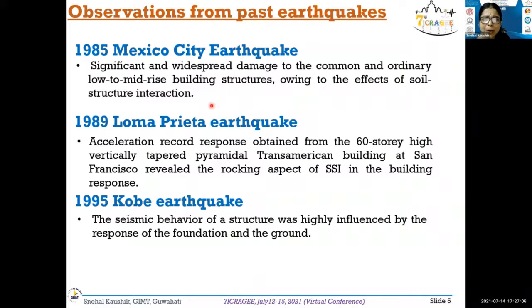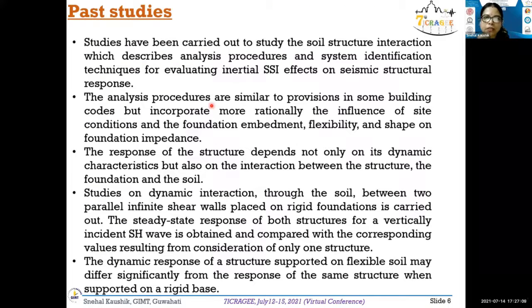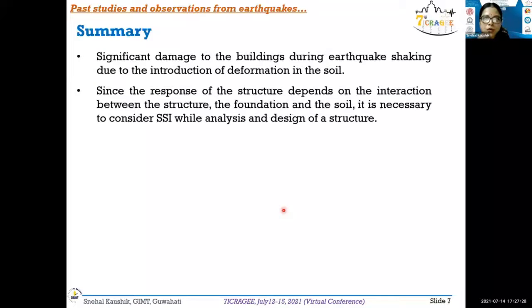Some past studies can be seen here, which show how to model soil structure interaction, how to consider the interaction of soil with the structure, and what the parameters are. Depending on these studies, we have considered our analysis here. From these studies, we can summarize that significant damage to buildings during earthquake shaking is related to the soil. Since the response of the structure depends on the interaction between the structure, the foundation, and the soil, it is necessary to consider soil structure interaction in the analysis and design of a structure.